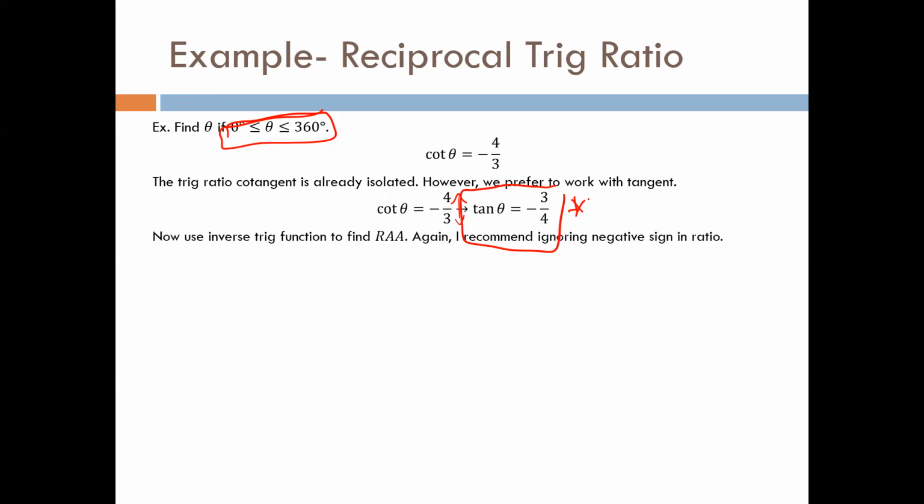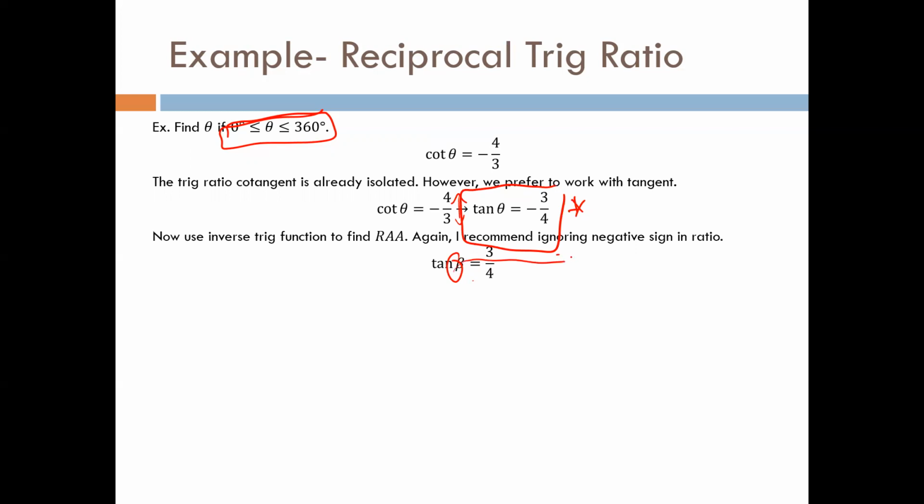So now that we have the trig ratio on its own, we're going to use the inverse trig function to find out what the related acute angle is. Again, I recommend you ignore the negative sign. So we're going to find the angle beta in this case. And notice I'm using beta here, and the reason is that I'm trying to find the related acute angle, right?